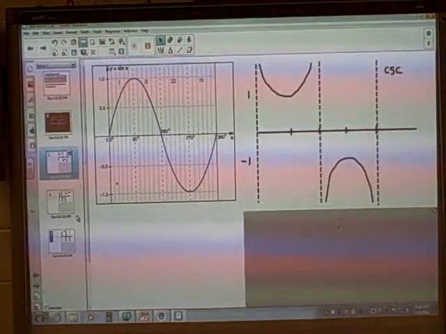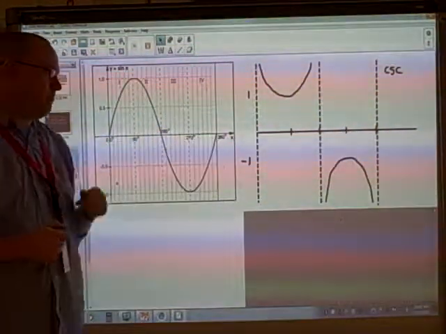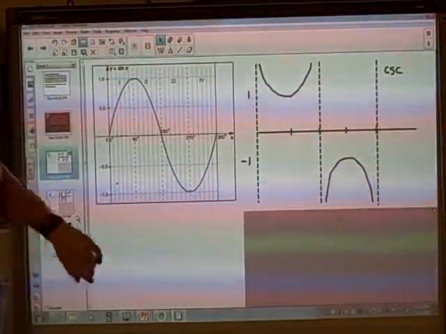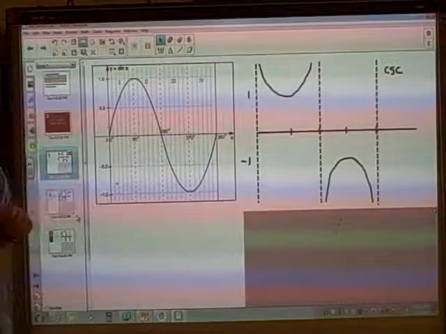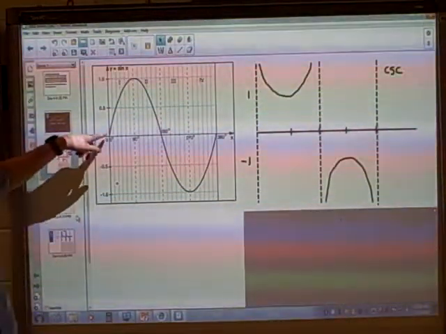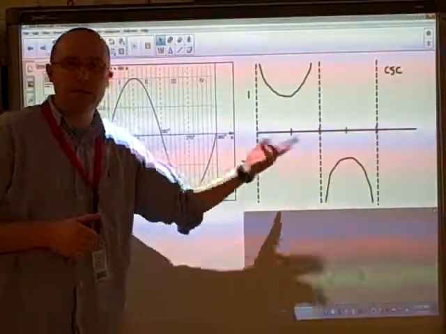So I'm just going to talk a little bit about the reciprocal graphs. So we should recognize sine x here. And when we come in to do the reciprocal graph, we're looking for a few key points. So anywhere this equals 0, when we do 1 divided by 0, that's going to be undefined. So we notice we've got asymptotes of 0, 180, and 360 for the graph of cosecant.